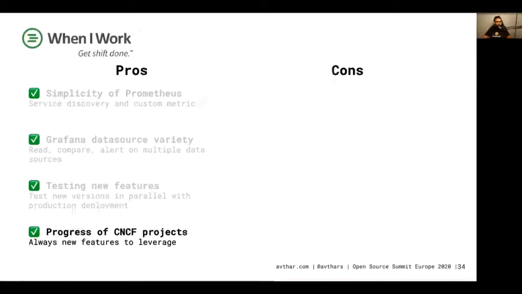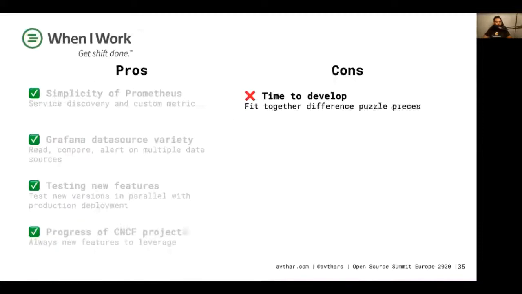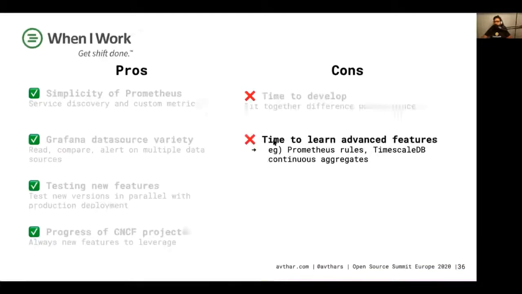On to the cons. The first con is just the time it takes to develop the system. And so it took them a while to understand how they can put together different pieces of the observability puzzle. And they needed to decide which components work best for them. And the second con was the time to learn some of the advanced features.